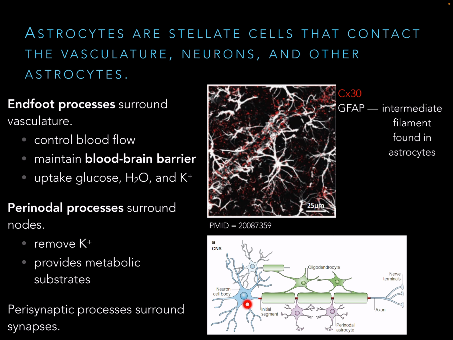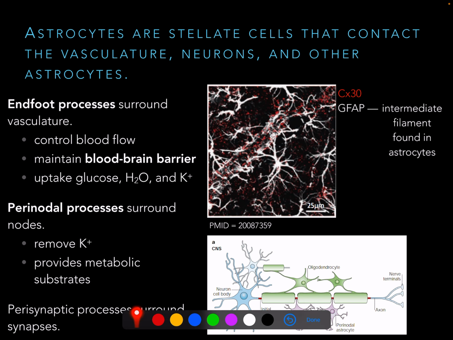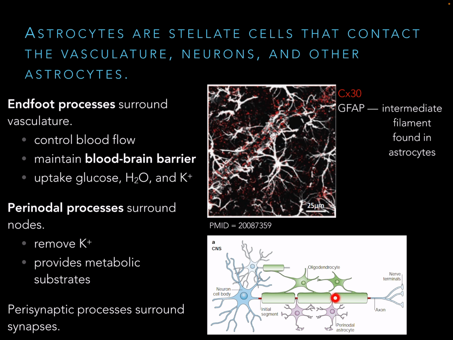As this neuron down here is conducting its action potential on down with that saltatory conduction, sodium's flowing in, potassium's flowing out. We got to pump them back across. That ain't free. We need metabolic support. And that's where the second type of process comes in, the perinodal process, that is near the nodes.